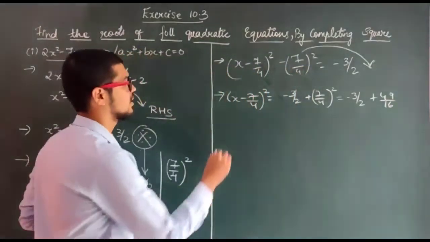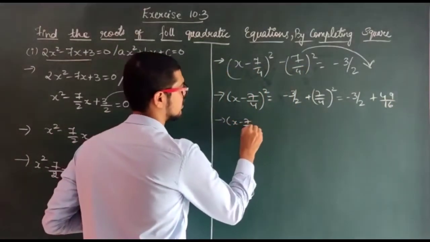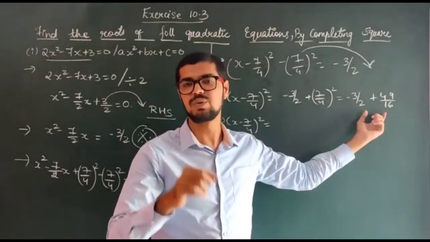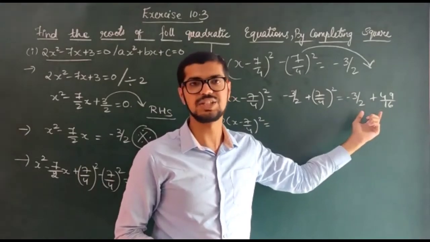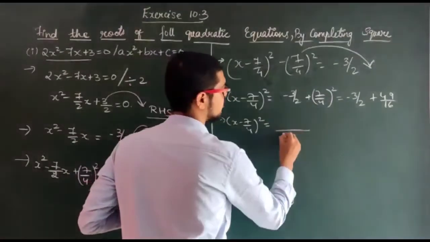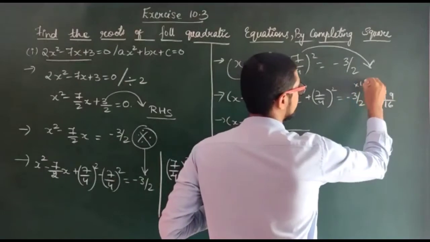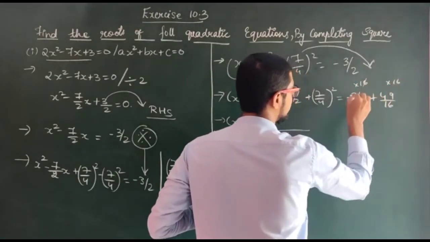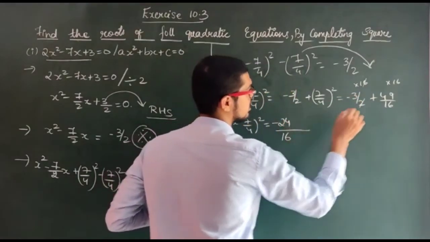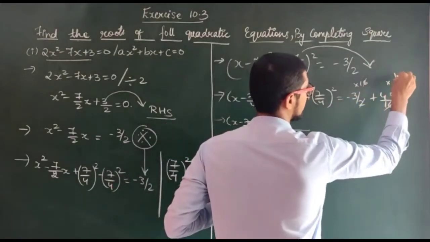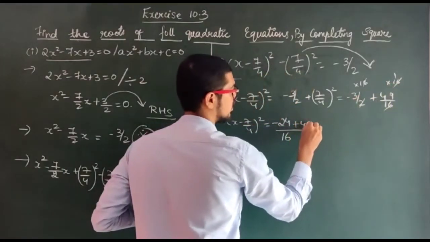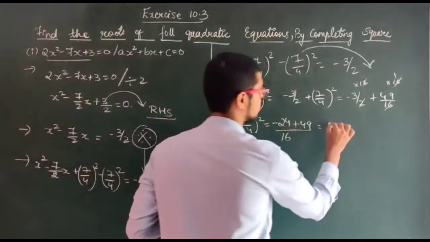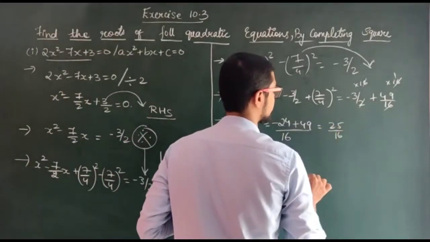What is 7 square? 7 square is 49 and 4 square is 16. Let me further simplify. So this is x minus 7 by 4 whole square is equal to, take the LCM here. What is the LCM of 2 and 16? Yes, it is 16, right? Write down 16 here. And I will take the LCM, multiply 16 over here. So 2 eights are 16, 8 into 3 is minus 24, 16 ones are 16, 1 into 49 is plus 49. Now here 49 minus 24 is 25. So this is 25 by 16.